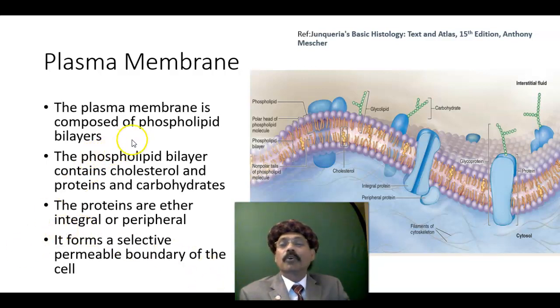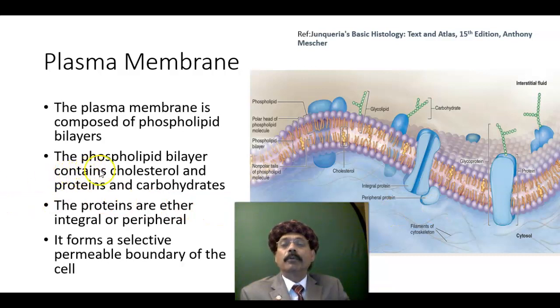Today I will discuss the histology of the plasma membrane, also called the cell membrane. This is composed of phospholipid bilayers. So we have one layer here. This is a phospholipid. Another phospholipid is here. We have two layers of phospholipids.